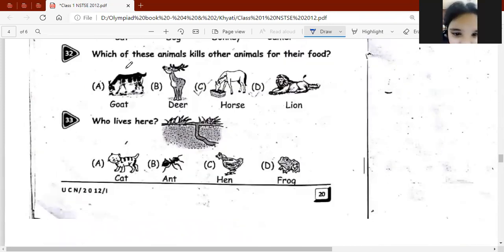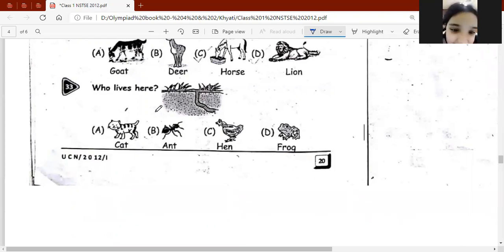32. Which of these animals kills other animals for their food? I know it. It's a lion. Lion. Yeah.